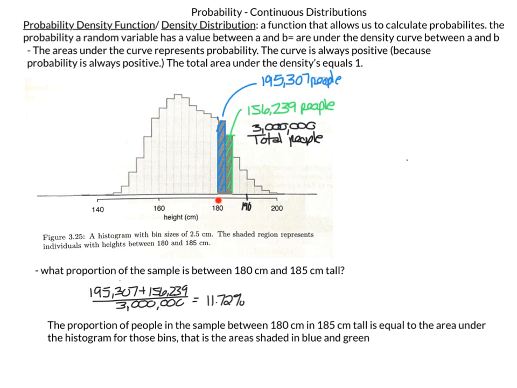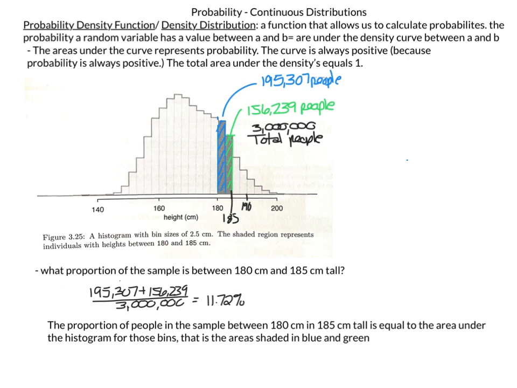We can do this quick example with this histogram here. You can see we go from 180 to 200, so halfway is 190. So this is 185. So each bin represents 2.5 centimeters here. Actually, it tells us that. So the shaded region represents individual heights between 180 and 185.